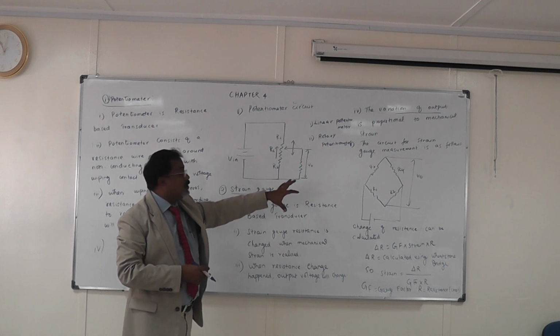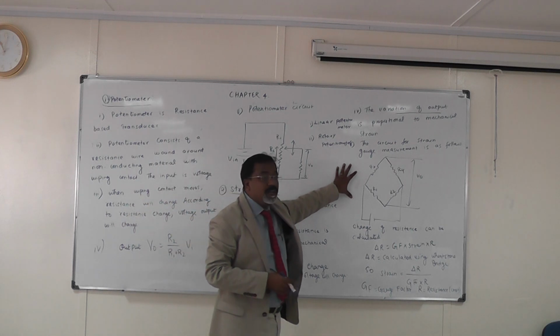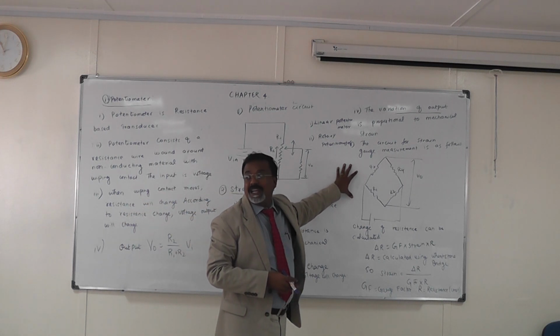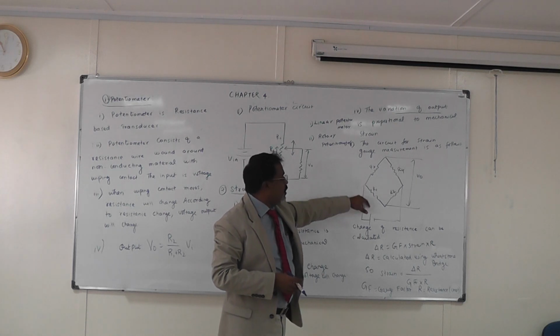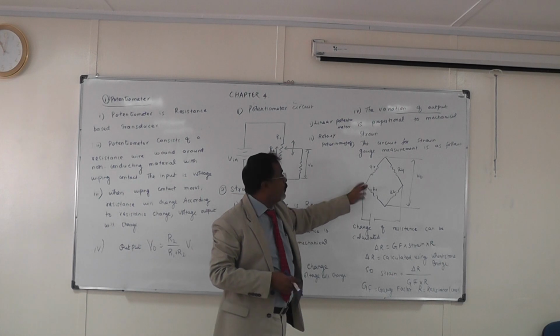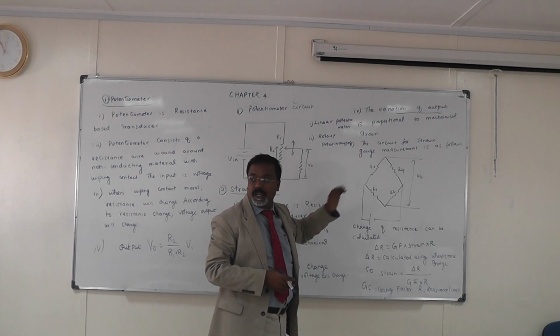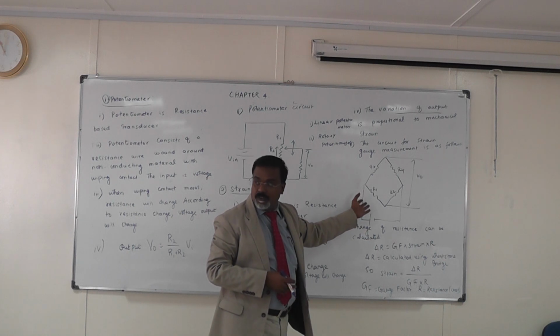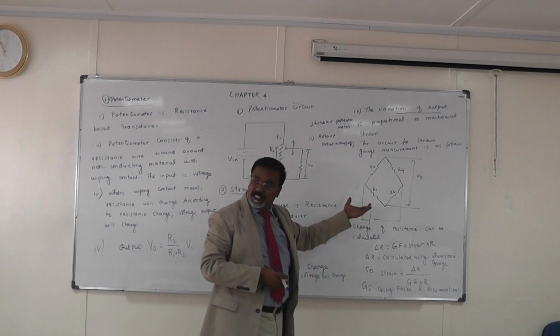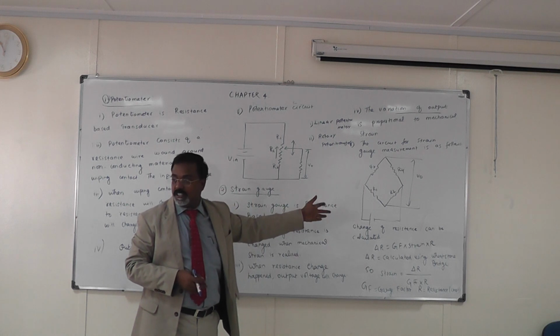The circuit is given. So this circuit is used to find what? Resistance change. How much is the resistance change? You can find that out using the Wheatstone bridge. So the resistance change you are measuring using the Wheatstone bridge, and then how much the voltage change will occur automatically because of the resistance change.